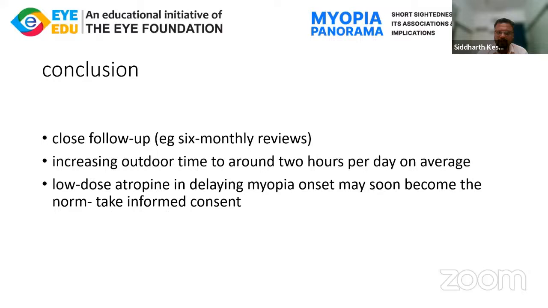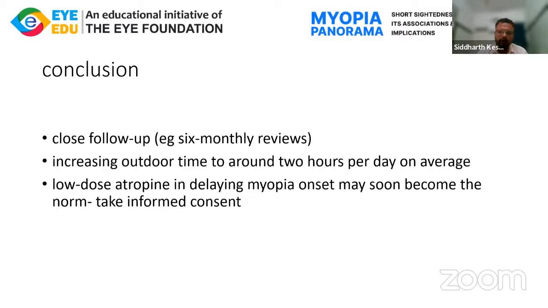Increase the outdoor time. The lifestyle modification has to be instituted immediately because increase in outdoor time is known to reduce the onset of myopia. So that is a definitive thing that you have to do. You have to counsel the parents, tell them that the child needs to go out every day.